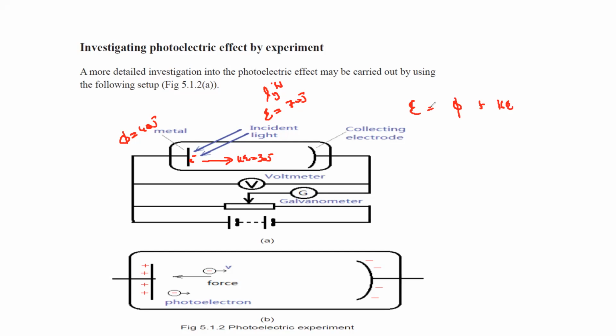But the problem is, it's difficult to find the kinetic energy of the electron because they are very small and they're moving very fast. So we are not able to see them. So what we do, we connect the electrode where the electrons are moving with a negative terminal and the opposite one with a positive terminal, and we change the voltage. So when we change the voltage, we change the electrical energy. So once the electrical energy balances with the kinetic energy, the electron will completely stop.